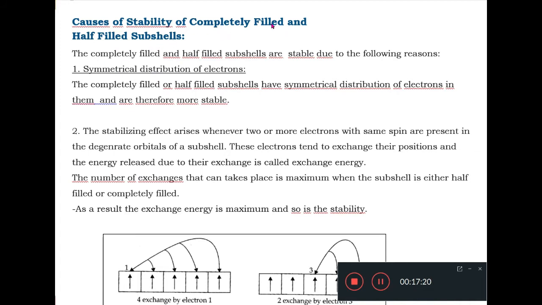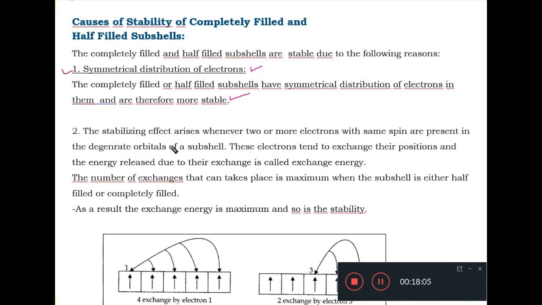Why are these completely filled and half filled subshells stable? First thing, you must know that half filled and full filled subshells are stable, or we can say that their electronic configuration is stable. What is the reason of their stability? The completely filled and half filled subshells are stable due to the following reasons. Number 1 is symmetrical distribution of electrons. The completely filled or half filled subshells have symmetrical distribution of electrons in them and are therefore more stable.